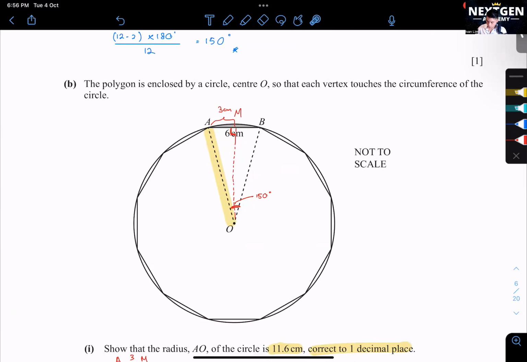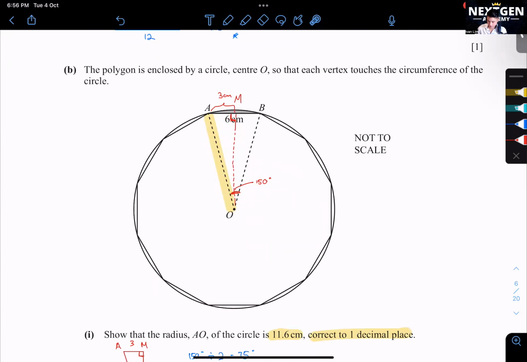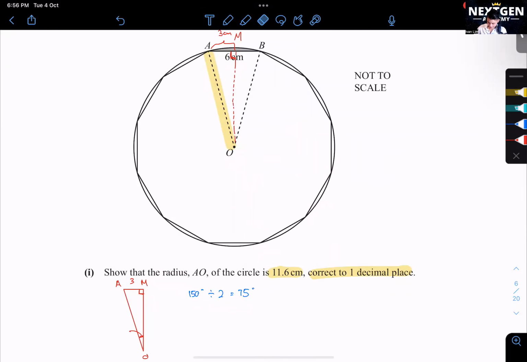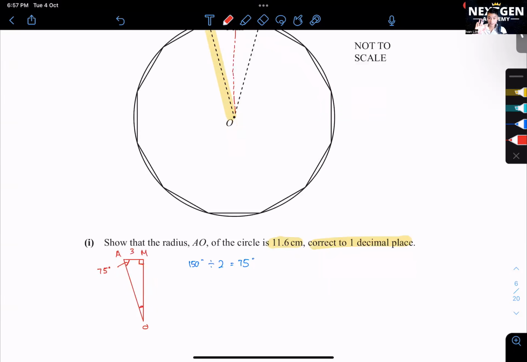Teacher do wrong already. My bad. The 150 degrees is not there. I blur already. Okay, because I didn't draw in that one. 150 degrees is over here. 150 degrees divided by 2 is over here. So this is my 75 degrees. My bad. Sorry. I forgot to label it.